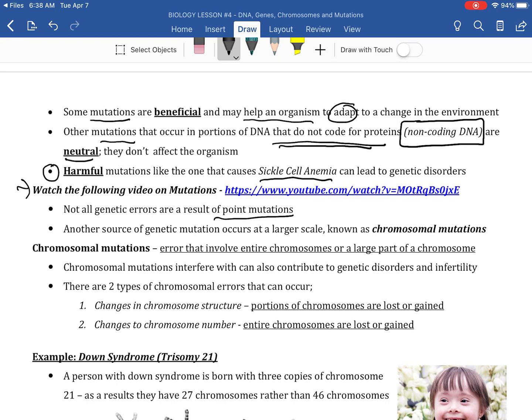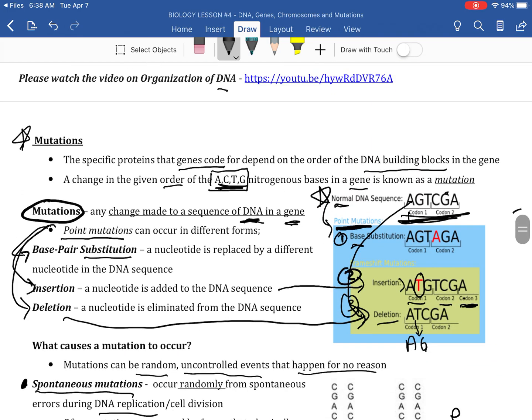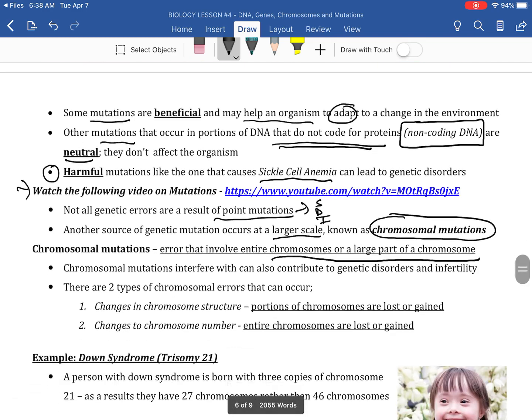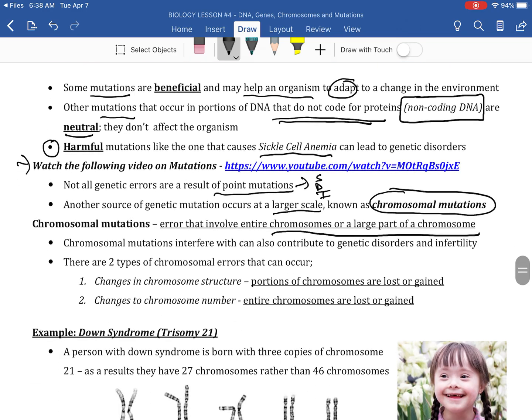Okay, so not all genetic errors are a result of those point mutations, which I said were substitution, deletion, and insertion. Other genetic sources of mutation occur on a larger scale, and those are chromosomal mutations. Chromosomal mutations are errors that involve the entire chromosome or part of a chromosome. So chromosomal mutations can also contribute to genetic disorders or infertility, the ability to have children.